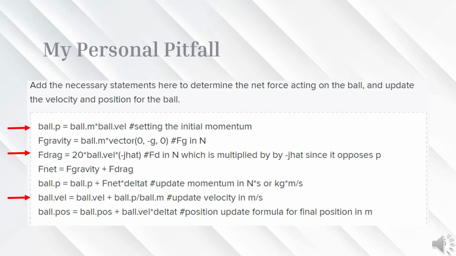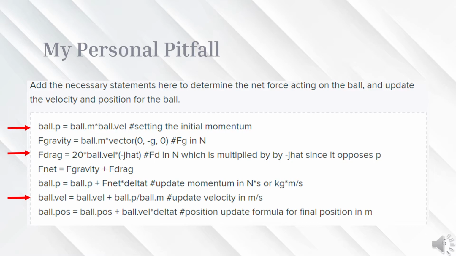The first one was in updating the momentum of the ball. This was never specifically asked for, and I put it before the net force lines, which lost a point. Next was my expression for the drag force. For my direction, I used -j hat, but I never checked that j hat was the same as the direction of the velocity. And in this case, it was not.